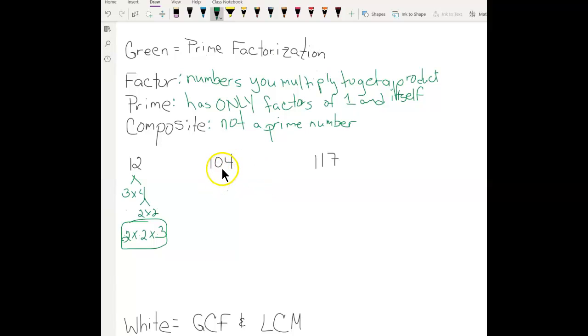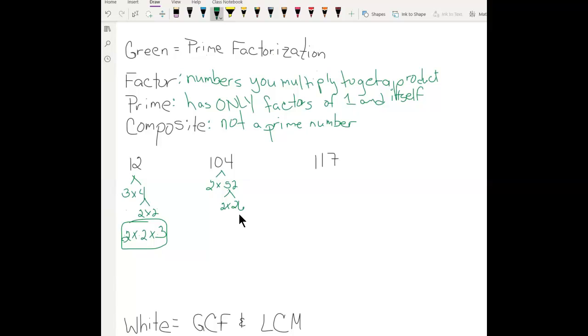Now I've got 104. And I know your brain just went, hey, that's a big number. Yes, it is. But it ends in a 4, which means it's an even number, which means I can divide it by 2. So 2 times 52. Well, I know that 52 is not a prime number because it ends in a 2, which means I can divide it by 2. So, divide this, and I get 2 times 26. I'm not done yet because 26 is not a prime number.